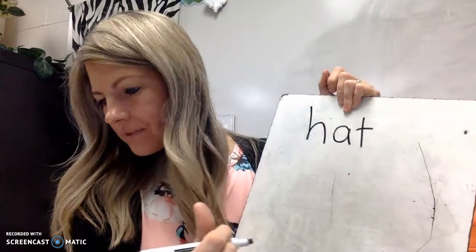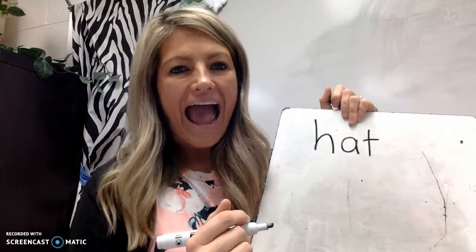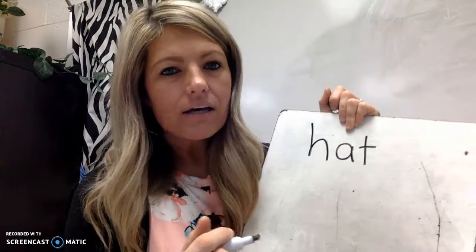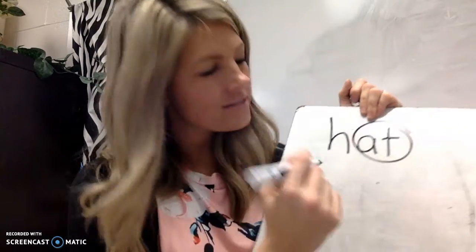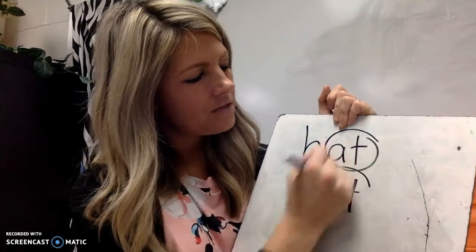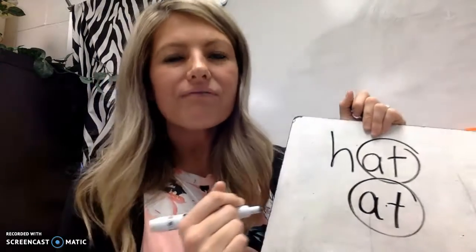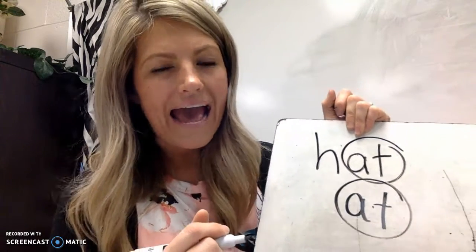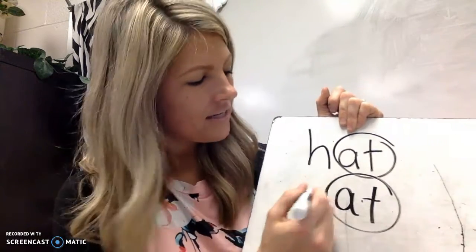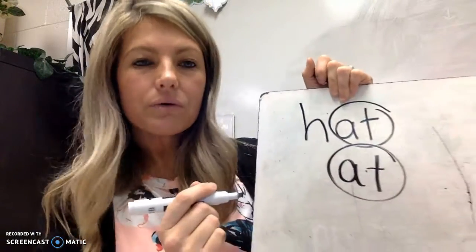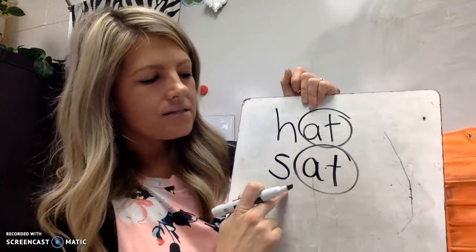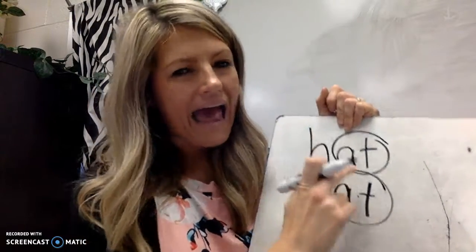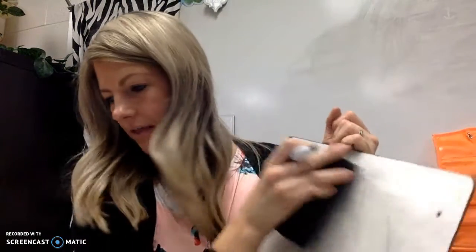What would I need to do if I wanted to change hat to sat? Hat, sat. Well, I can hear that the last two letters are the same. At, s, at. Okay, so we're going to keep those the same. But the very first letter, at, s, at. I can tell that in the word sat, there's an s, so I need to add an s. S, at, h, at.